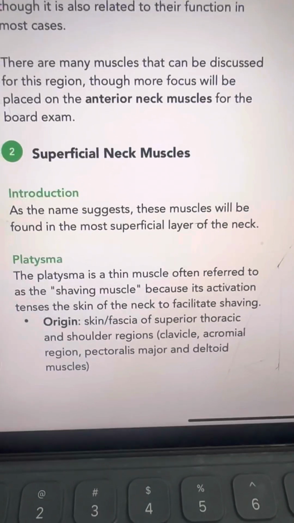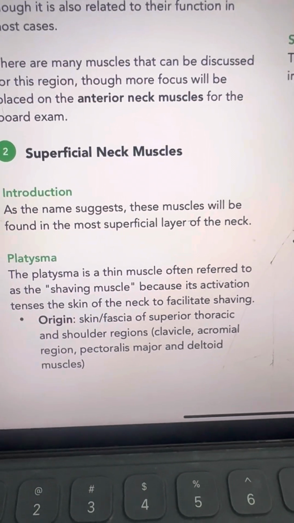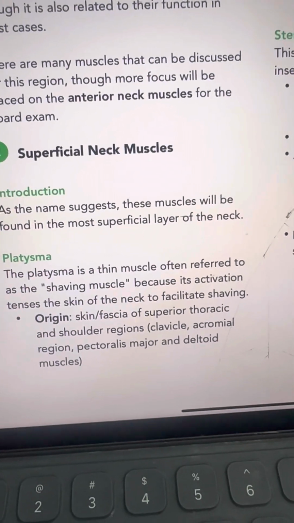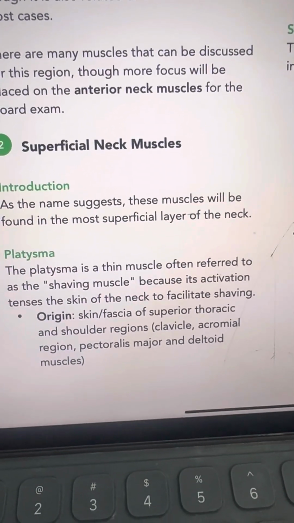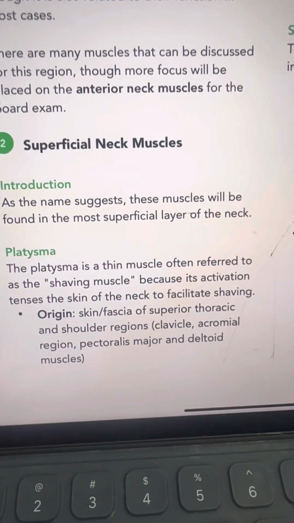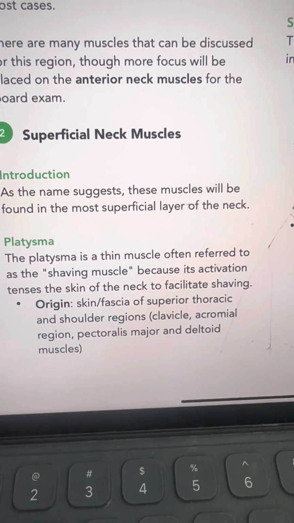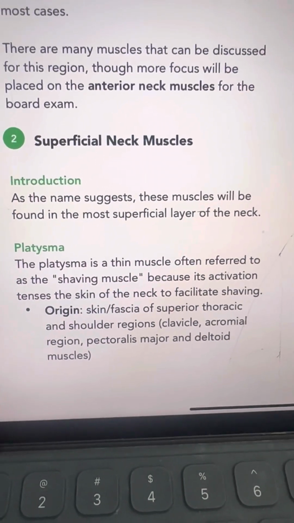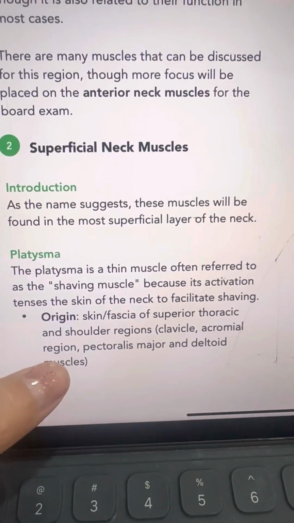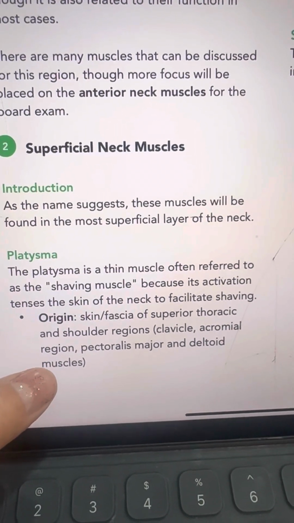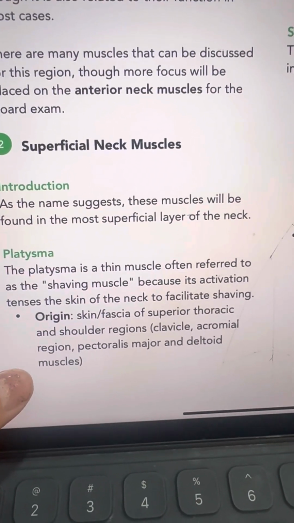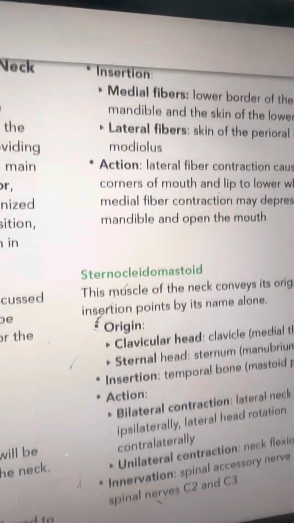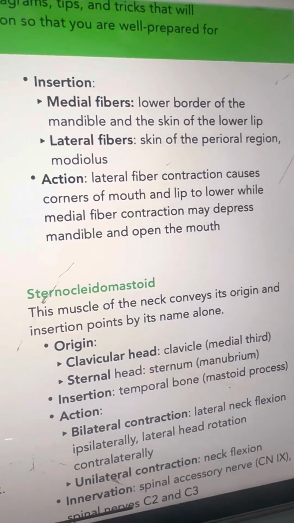Platysma. The platysma is a thin muscle, often referred to as the shaving muscle because its activation tenses the skin of the neck to facilitate shaving. Origin: skin fascia of superior thoracic and shoulder regions, clavicle, acromial region, pectoralis major, and deltoid muscles. Insertion.